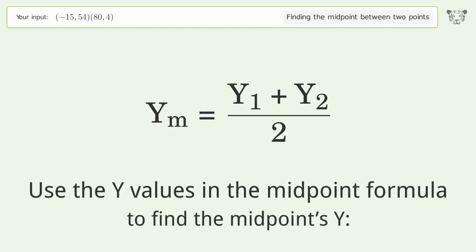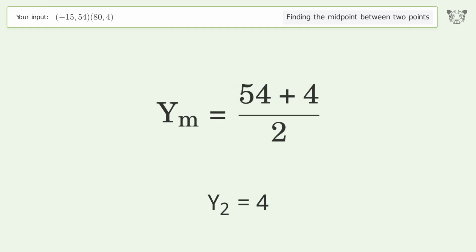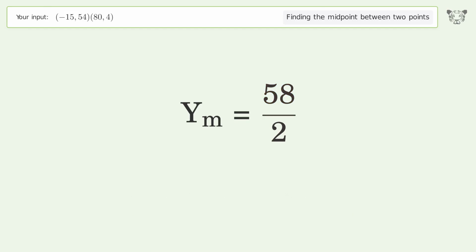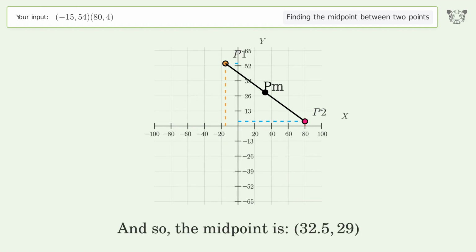Use the y values in the midpoint formula to find the midpoint's y. y1 equals 54. y2 equals 4. Simplify the arithmetic. And so, the midpoint is 32.529.